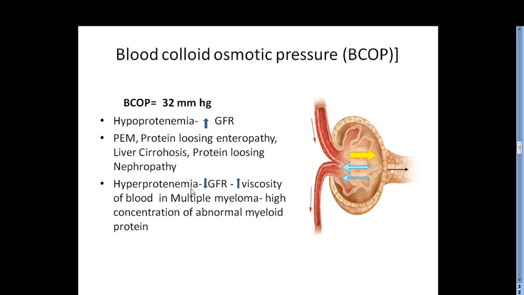Suppose there is hyperproteinemia, meaning more protein solutes in the blood. The viscosity of blood will increase, and there will be more colloidal osmotic pressure, so there will be more inward force. The total effective net filtration pressure becomes lesser, and in that case the GFR will decrease. The condition is multiple myeloma, in which the plasma cells become malignant and synthesize abnormal myeloma proteins, and those proteins get circulated into the blood and increase the blood viscosity.